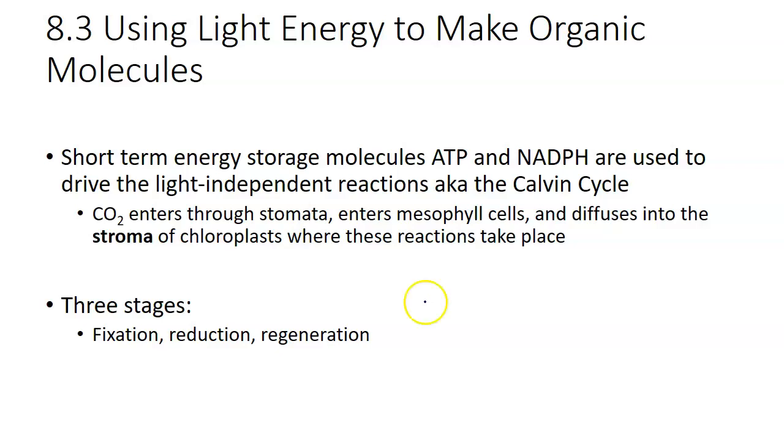And there are 3 stages. We'll talk about them briefly. The first is called fixation, carbon fixation, I should say, and then reduction and regeneration. Okay, so 3 steps here. And I'll tell you right now that all of the organic, carbohydrates, simple sugars, are produced by the end of the reduction phase. The regeneration phase is to regenerate the starting molecule.